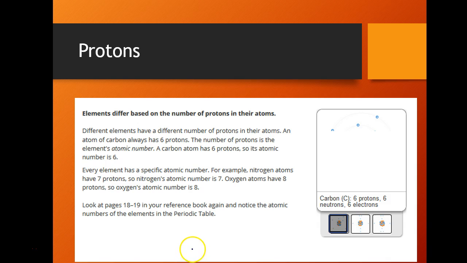Okay, so elements differ based on the number of protons in their atoms. Different elements have a different number of protons in their atoms. An atom of carbon always has 6 protons, and this is what we are talking about when we say the atomic number, the number that you saw in the periodic table. This is where it comes from. Because carbon has 6 protons, its atomic number is 6.